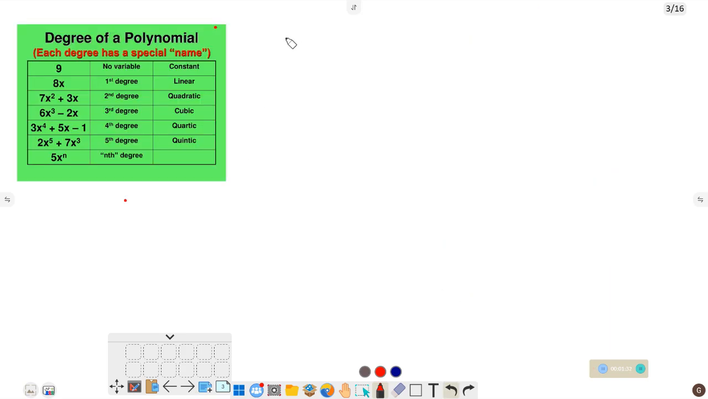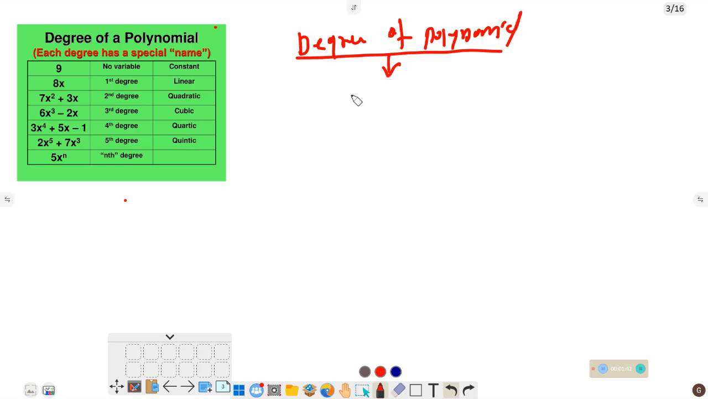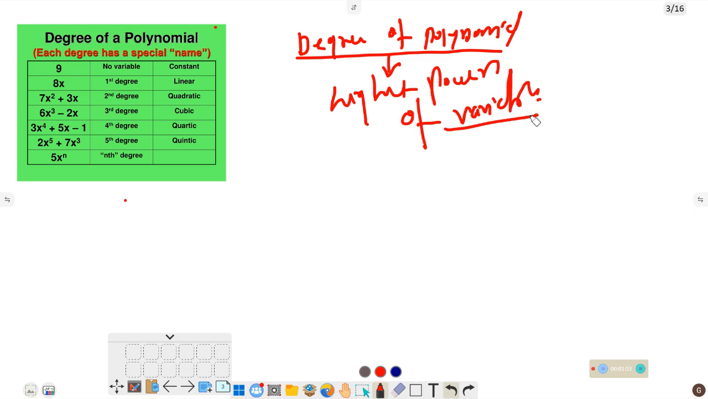In this slide, we will discuss the degree of a polynomial. Actually, the degree of a polynomial is the highest power of a variable. And each degree has a special name. First we take 9. 9 has no variable.